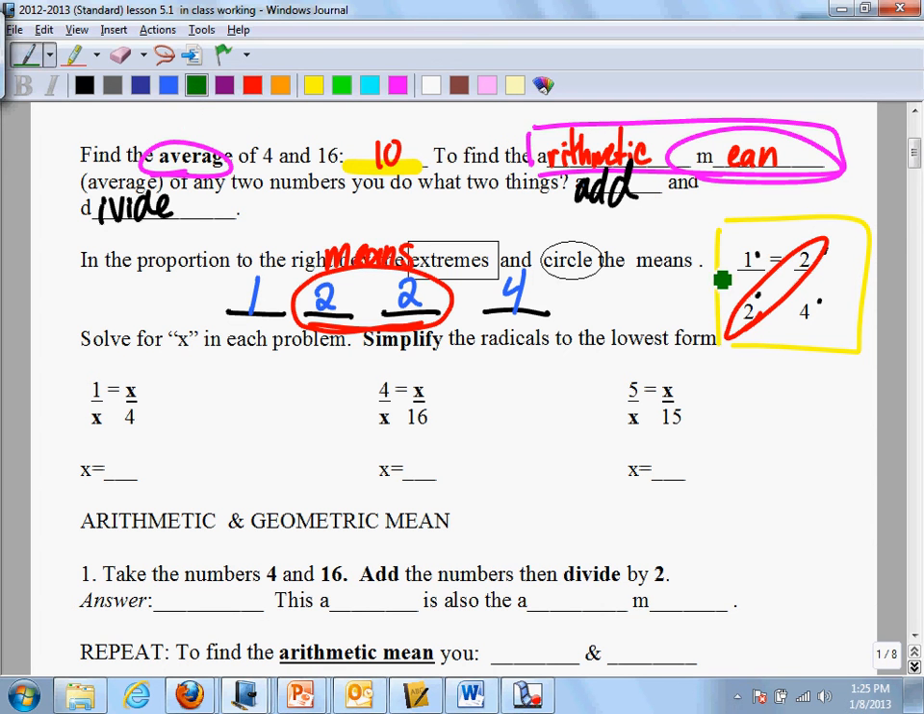Now, I'd like you to box, please, the very beginning and the very end in both spots. These are called the extremes. Yes, sir? Yes. 1 and 4 are called the extremes. They're in the extremes position.